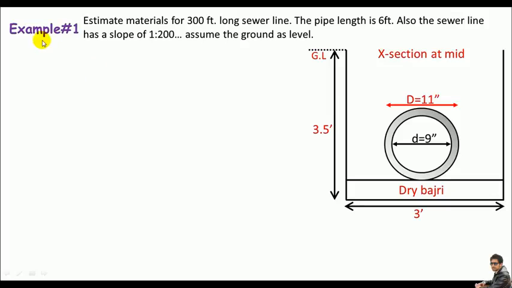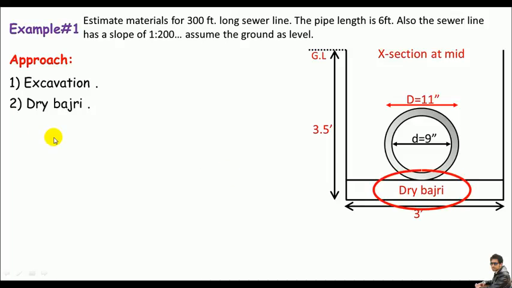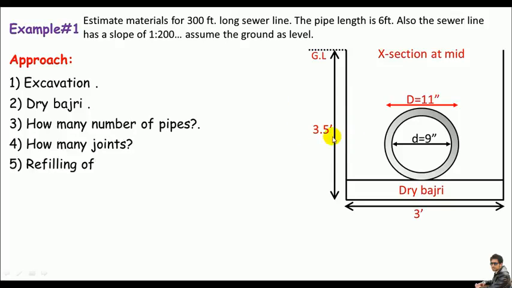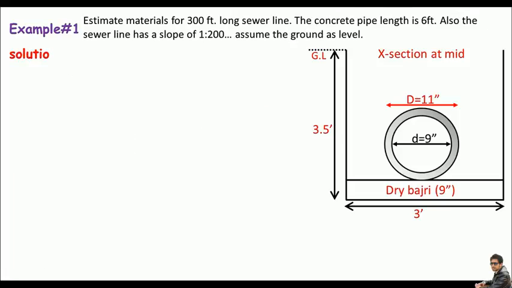Let's take a look at the example terms for a moment. We are asked to estimate materials. What does it mean? What's my approach over here? My first approach will be excavation. How much excavation do I need for the trench? Then we'll do some calculation for dry brickwork. Then we'll determine the number of pipes required for the given sewer line. How many joints do we need? And lastly, we'll do the calculation for refilling of the given trench. So let's do the solution now.